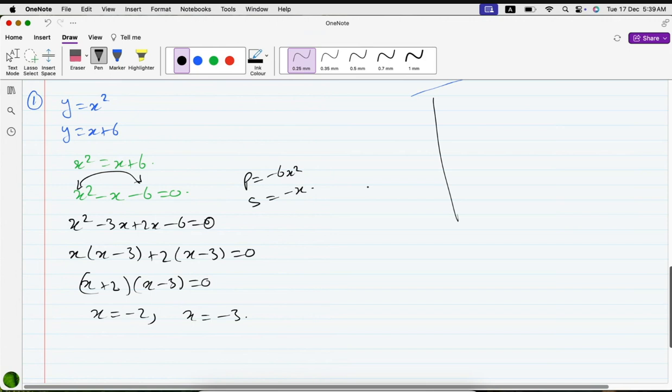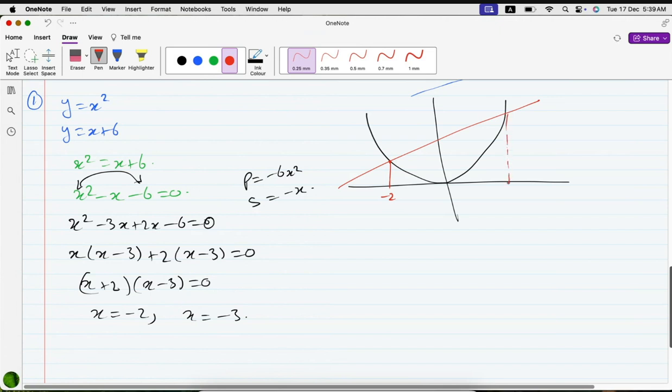So if we would just sketch it, this is how it looks like. y is equal to x square, and that's y is equal to x plus 6. So that would intersect at two different places. One of the x is minus 2 and the other x is plus 3.